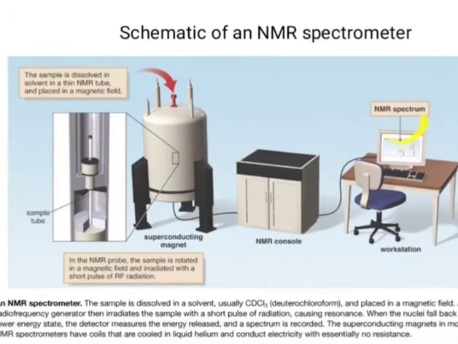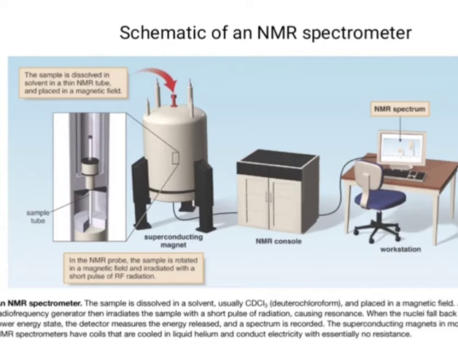spectrum is recorded. The superconducting magnets in modern NMR spectrometers have coils that are cooled in liquid helium and conduct electricity with essentially no resistance. Nowadays these superconducting magnets in NMR instrumentation have a coil-like structure, and those coils are cooled in liquid helium, and thus the coils can conduct electricity with no resistance. So this is a schematic diagram of an NMR spectrometer.